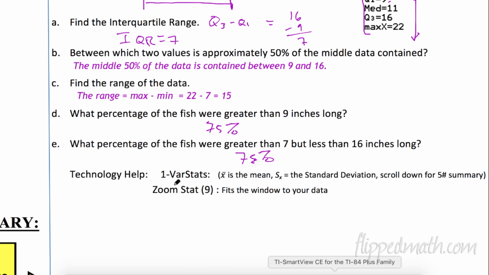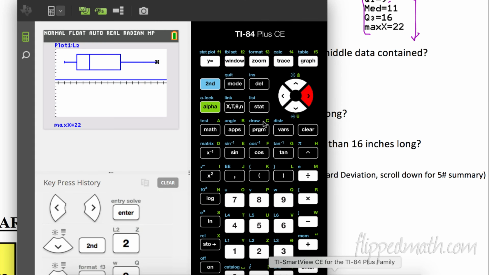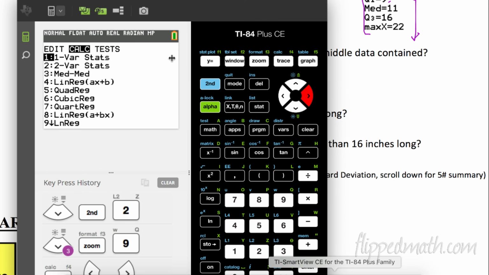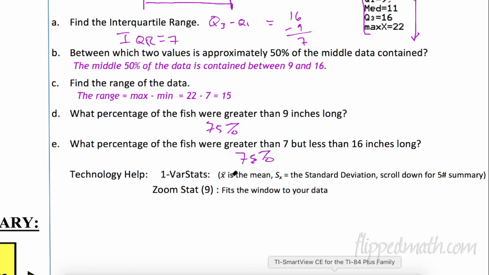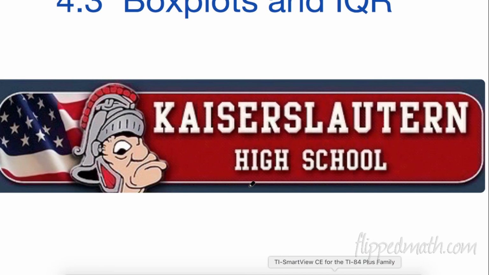Remember, technology helps. If you want to find the 5-number summary, you can just do one variable stats. So to do that again, this is very important. I know you love this stuff. So you hit stat, and then you go to the right, and it says one variable stats. You have to put your list name. But x bar will be the mean, and s of x is standard deviation. Don't need to know that, but it's helpful. And then you make sure you scroll down for the 5-number summary. Okay, zoom 9 will fit the window to your data. So that's how you make a box plot.